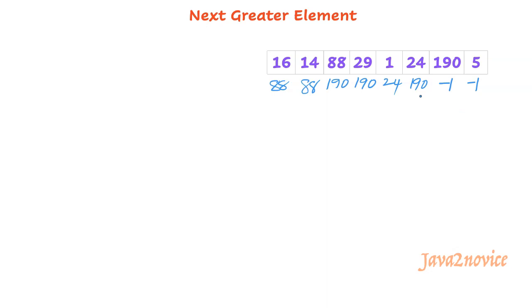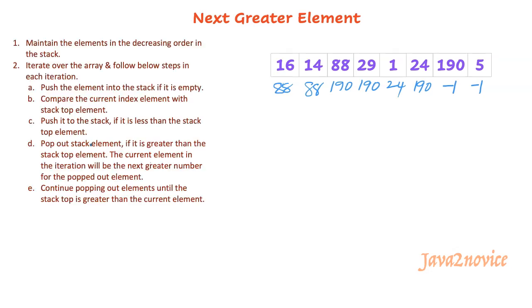Let's discuss the logic. The simplest approach is the brute force way. We can use two nested for loops. The outer loop is to iterate over the array and the inner loop is to identify the next greater number. The time complexity in this case is big O of n square. This is not an optimal way. Then what is the optimal solution? By using a stack, we can get a solution with big O of n time complexity.